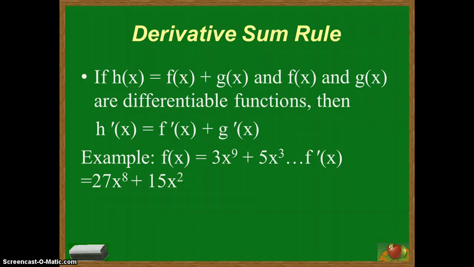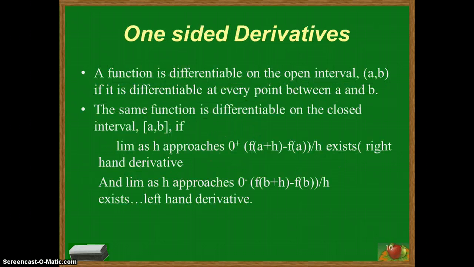Derivative sum rule. If h of x equals f of x plus g of x, and f of x and g of x are differentiable functions, then h prime of x is simply f prime of x plus g prime of x. Example, f of x equals 3x to the ninth plus 5x to the third. Then f prime of x would be 27x to the eighth plus 15x squared.